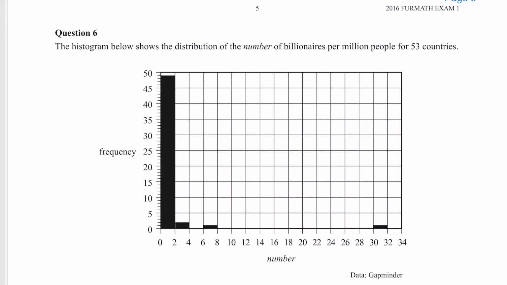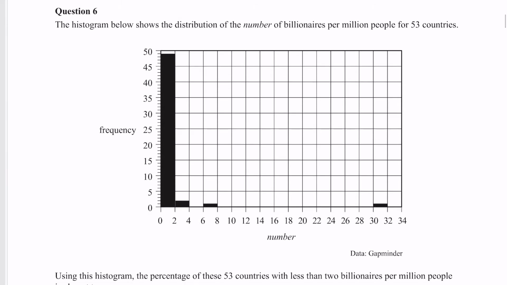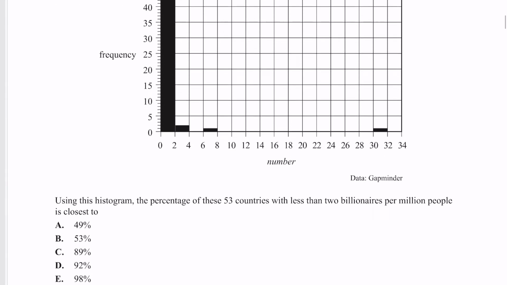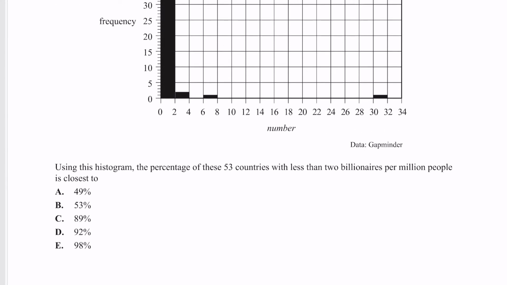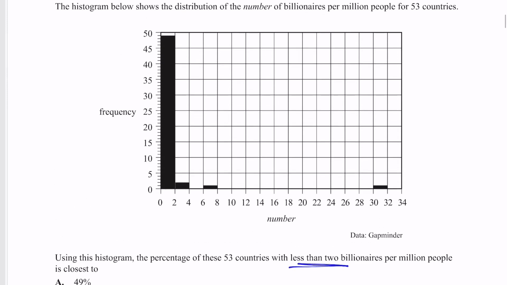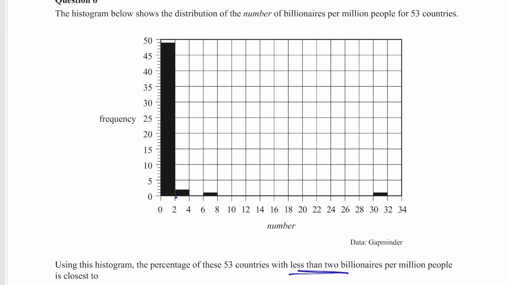Okay, question 6. The histogram below shows the distribution of the number of billionaires per million people for 53 countries. So we have the histogram shown here. And using this histogram, the percentage of these 53 countries with less than 2 billionaires. So we're looking for less than 2. So immediately I'm looking at my scale here. Less than 2 is everything below here. So I'm looking for all of this.